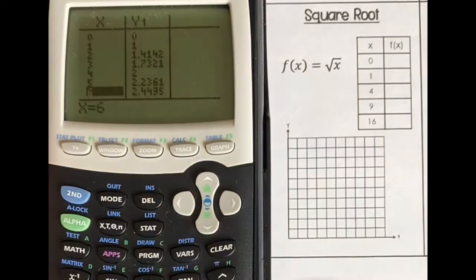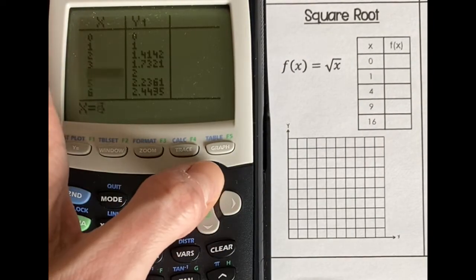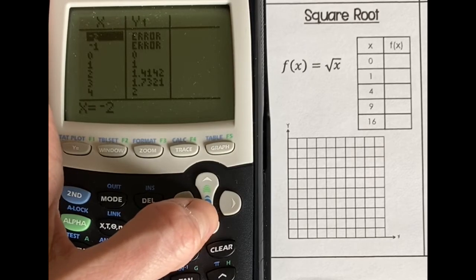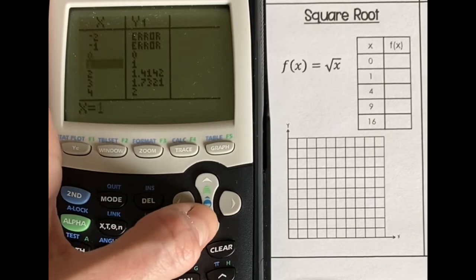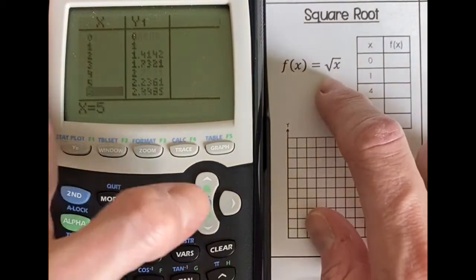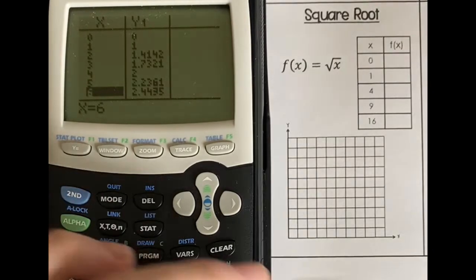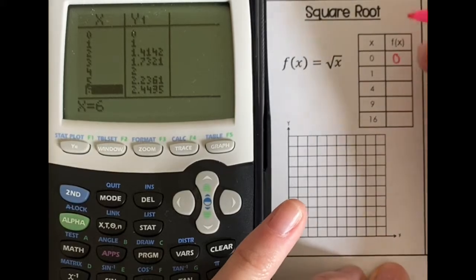Why do you think that this is happening? Well, if you think we're taking the square root of something, can you take the square root of a negative number? No, you can't. So that's why it becomes an error. So whenever we're doing square root functions, we're not going to have any negatives as our parent function. So the square root of x will not be going into the negatives. So we're only going to worry about those positive values. So we're going to write our table in there.